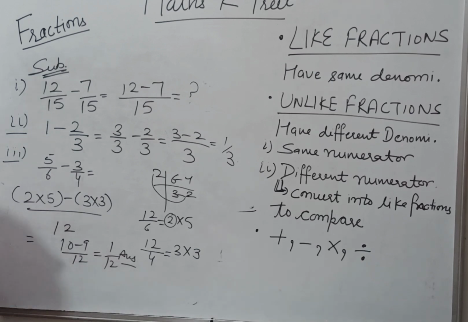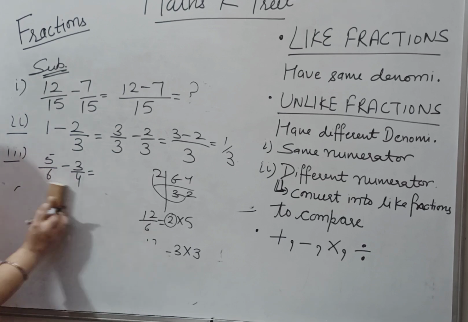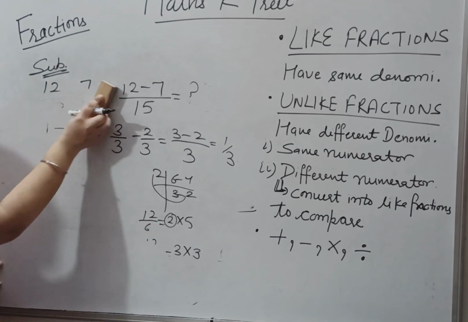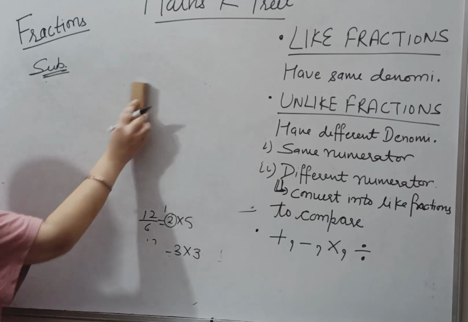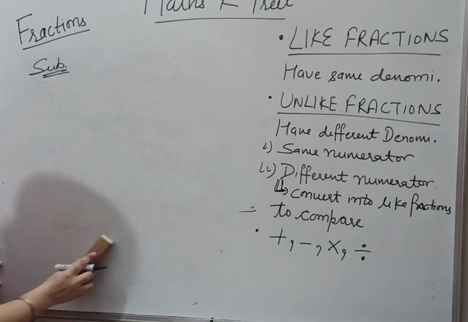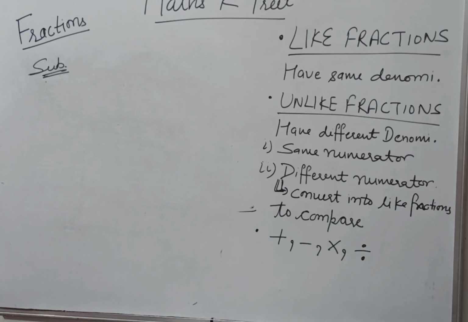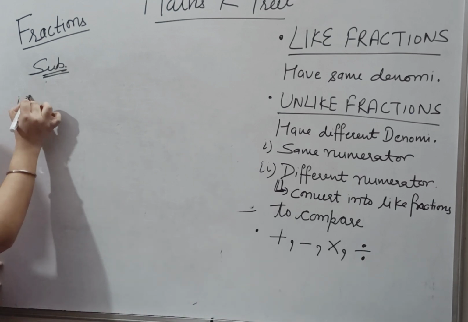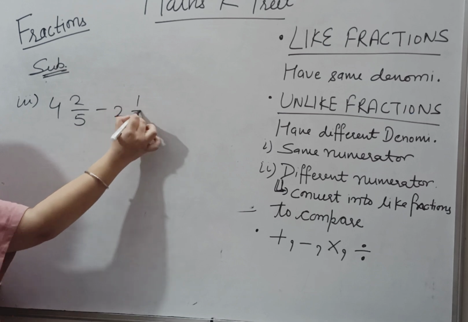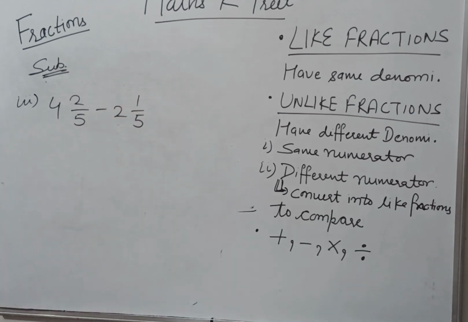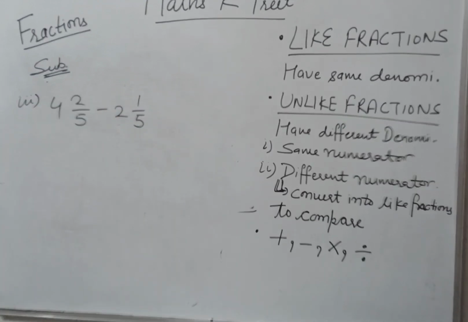So when we are having like fractions and when we are having unlike fractions, the method is the same as addition, just the sign has changed. Plus is now minus. The third is again a mixed fraction example. 4 2 by 5, say, minus 2 1 by 5. How will I do this?